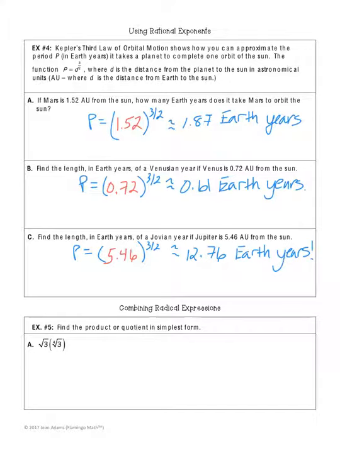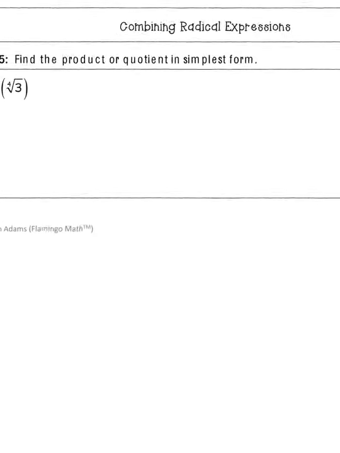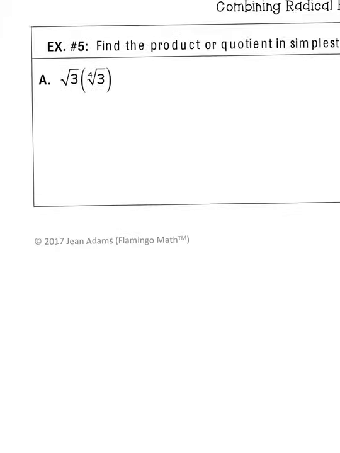So then we're going to look at example 5. I'm going to make that one really big. All right, so this time we're going to find the product or the quotient. So we can only multiply the same radical to the same radical. So right now I cannot multiply a square root to a fourth root, but what I can do is convert this to its exponential form, convert this to its exponential form, and then we're going to have like bases.